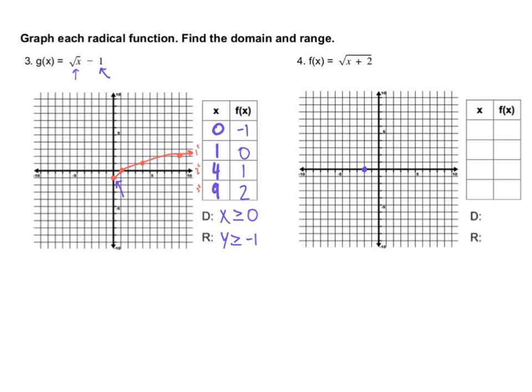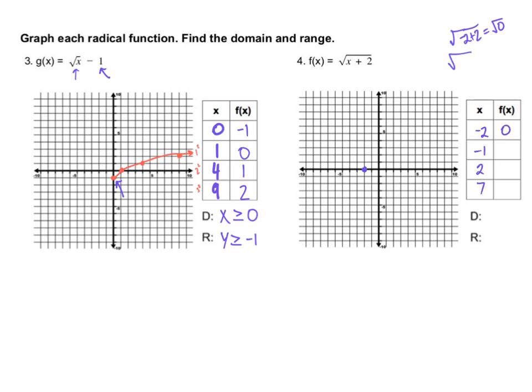Alright, so figuring out what x values to plug in, I'm going to plug in negative 2, negative 1, 2, and 7. I just took the first couple of perfect squares and subtracted 2 because I know I will be adding 2 when I plug them in. Alright, so if I plug in negative 2, the square root of negative 2 plus 2 is equal to the square root of 0, which is 0. And what do you know? That's where we put our point after a transformation.